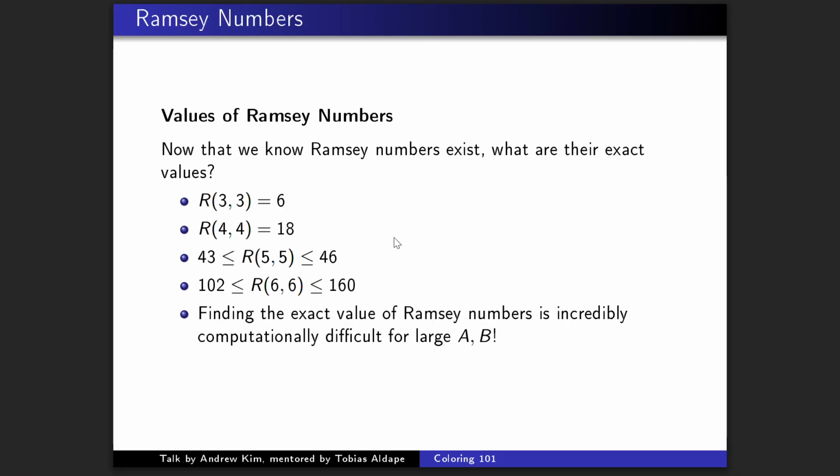So anyway, now that we know that Ramsey numbers exist, do we know their actual exact values? It turns out we basically don't for almost all n. Well, we know 3 and 4. We showed in the example earlier that R of 3 and 3 is 6, and R of 4 and 4 turns out to be 18. But 5 and 6 are still open problems.